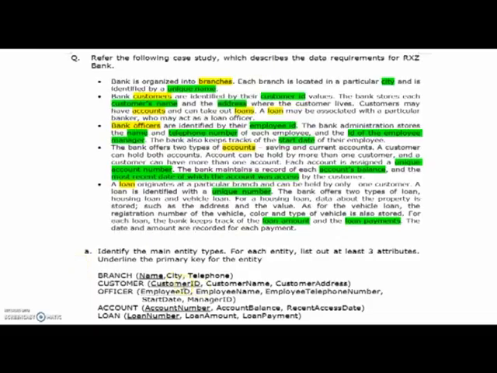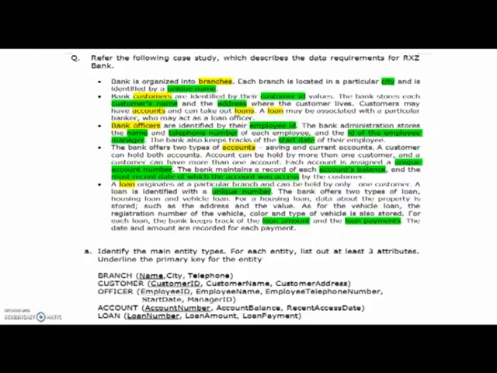This is the answer for question A. I use yellow color to highlight the entities while I use the green color to highlight the attributes. In the first sentence, the branch is the entity. Its attributes are cities and unique names. Because the branch is using the unique name to identify the branch, we can assume that the unique name is the primary key.